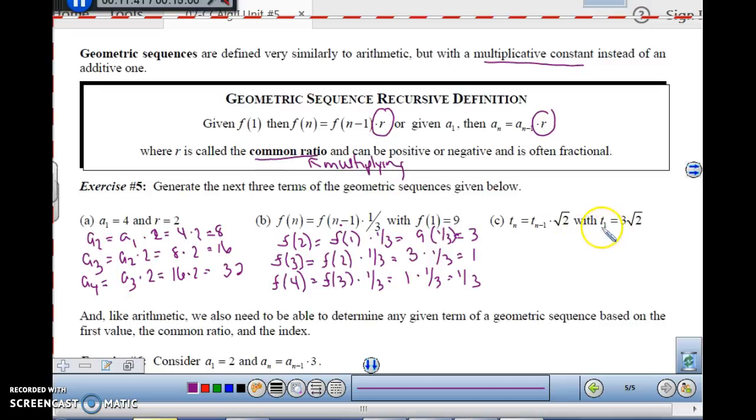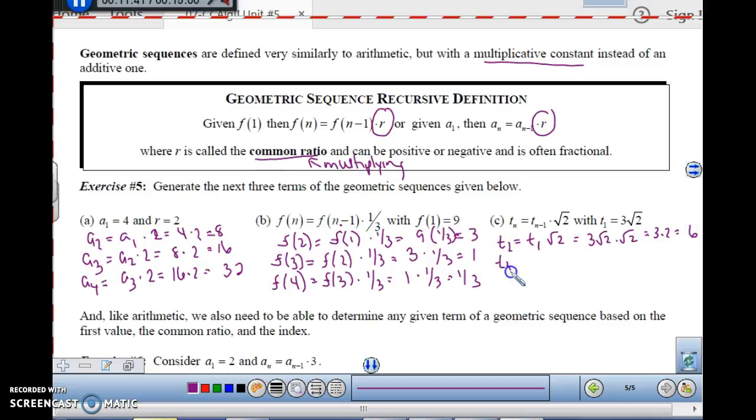All right, let's do one more. T of 1 equals 3 radical 2. T of n is equal to T of n minus 1 times the square root of 2. All right, so if the first term is 3 radical 2, the second term is going to be the previous term, T of 1, times the square root of 2. So this is going to be 3 radical 2 times radical 2, which would be 3 radical 4, which is 3 times 2, which is 6.